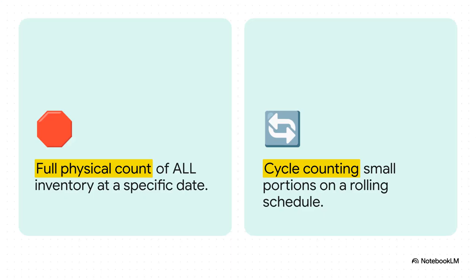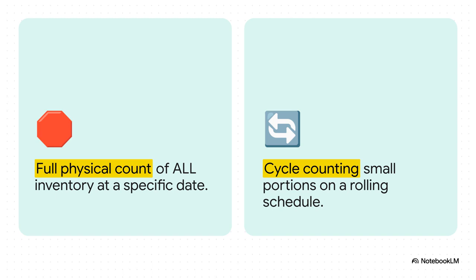To actually know what's lost or damaged, we must perform the ultimate reality check. Because listen, you can have the most elegant journal entries in the world, but if the boxes aren't actually on the shelves, your financials are fiction. You generally choose between two methods. The first is a full physical count. This is a comprehensive but highly disruptive process where the warehouse literally shuts down at year-end to count everything.